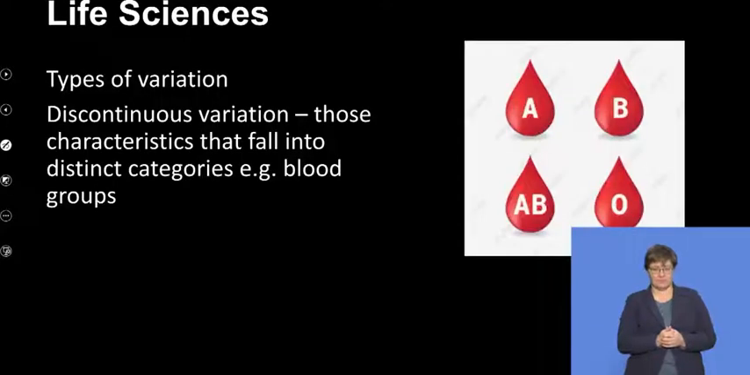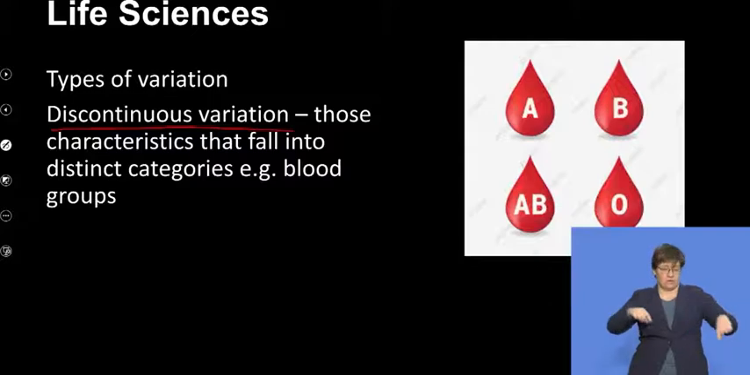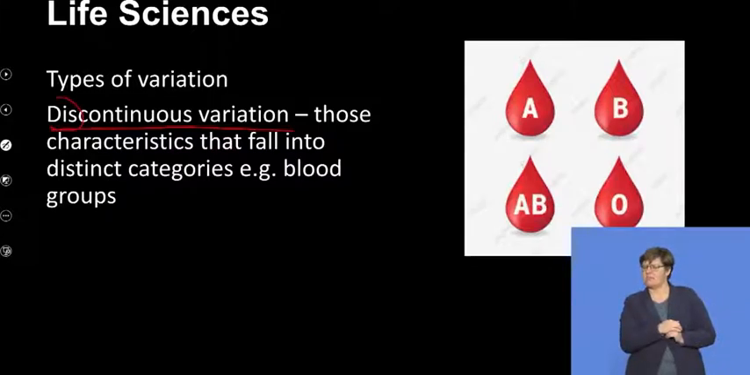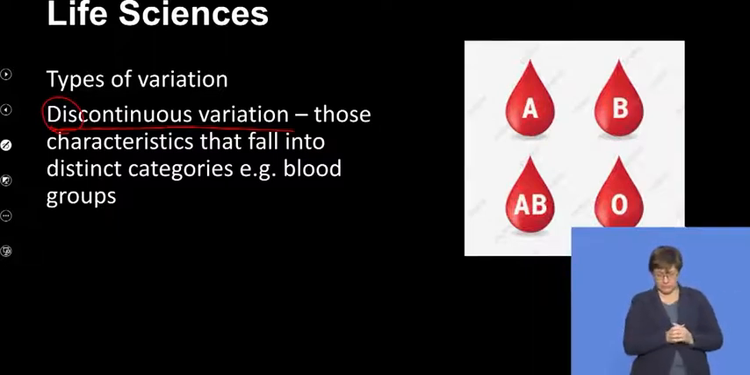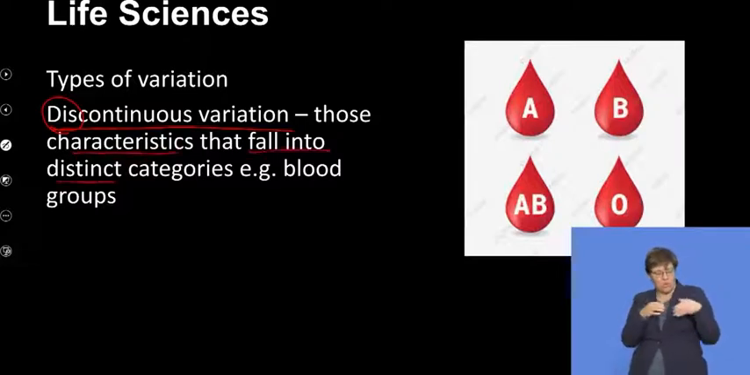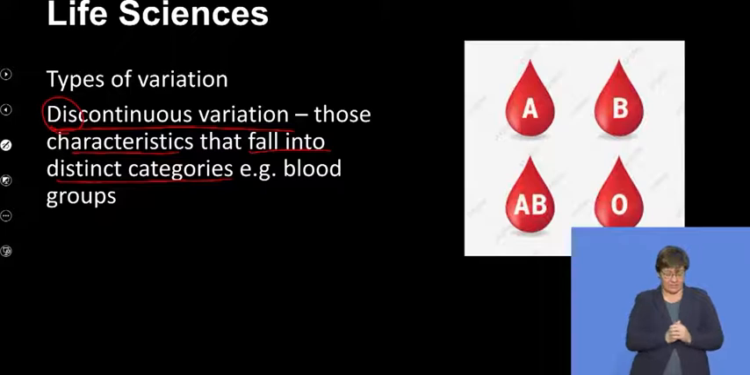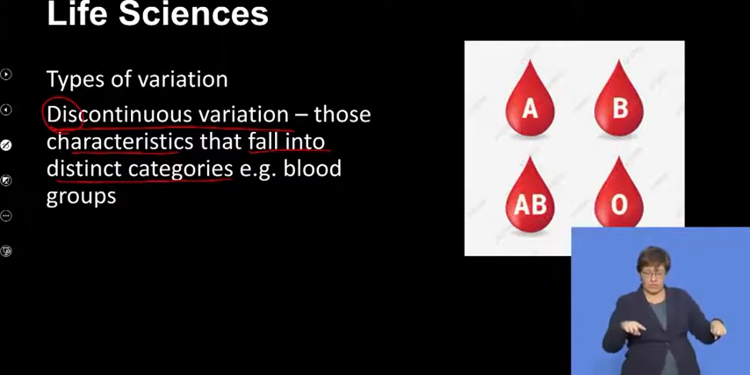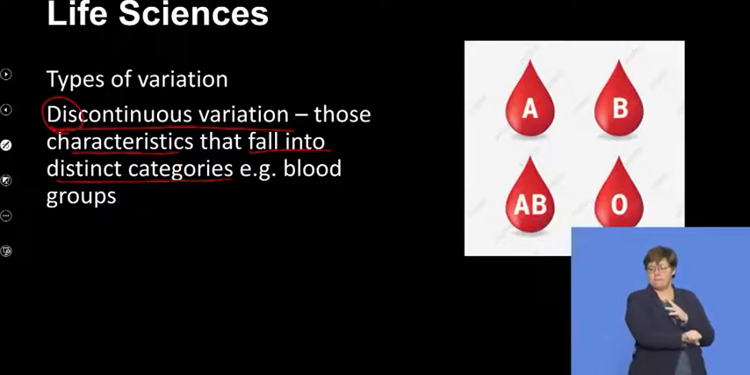Okay, another type of variation is called discontinuous variation. And as soon as we see this first part, discontinuous, that means that it doesn't flow. There is no continuation. So that then gives us a hint as to what this type of variation is. And if we have a look at the definition, we see it's those characteristics that fall into distinct categories. So discontinuous variation is all those characteristics that we find that then make us specifically into different categories.